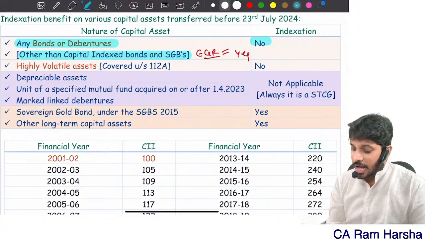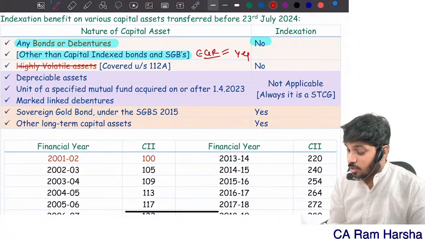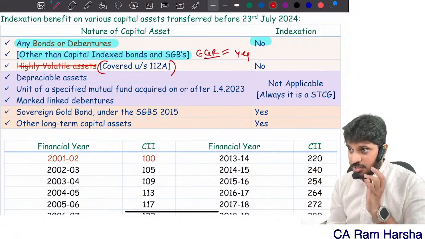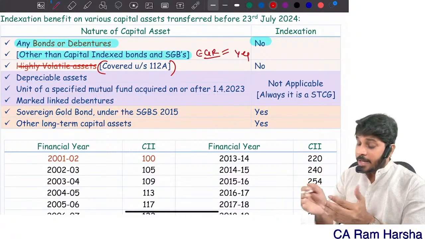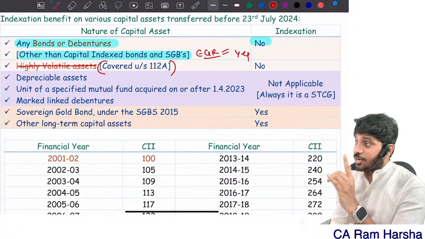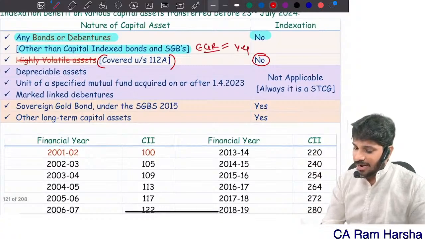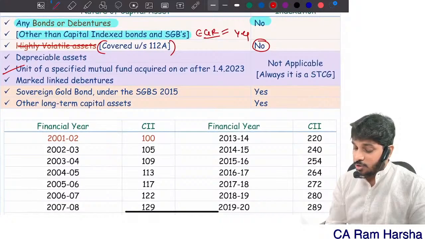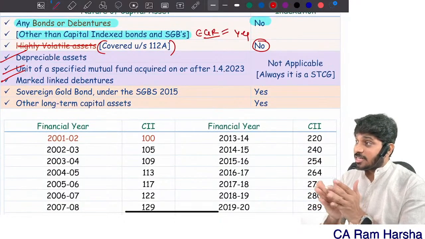Remember, I actually used the words highly volatile assets, but let us not use that. Better use the words assets covered under 112A. Where 112A taxation you are doing. Suppose you are computing tax under 112A or 111A, listed equity shares, listed equity oriented mutual fund, units of business trust, for them there is no indexation at all. And already remember, 50AA, just to be covered, transfer of specified mutual funds, market linked debentures, depreciable assets. In all these cases, computation itself is in a different way.